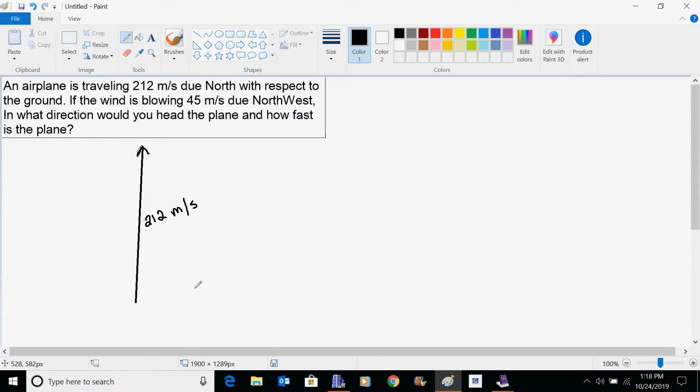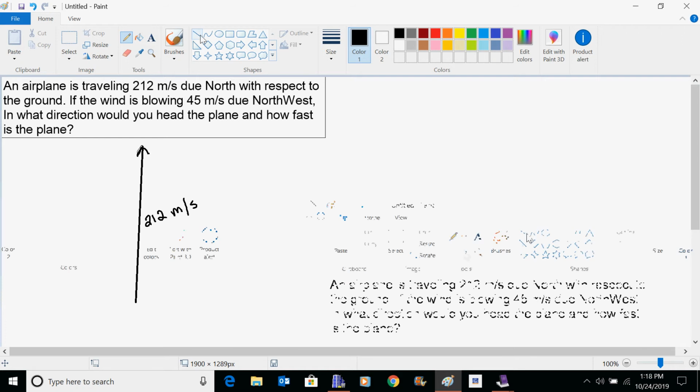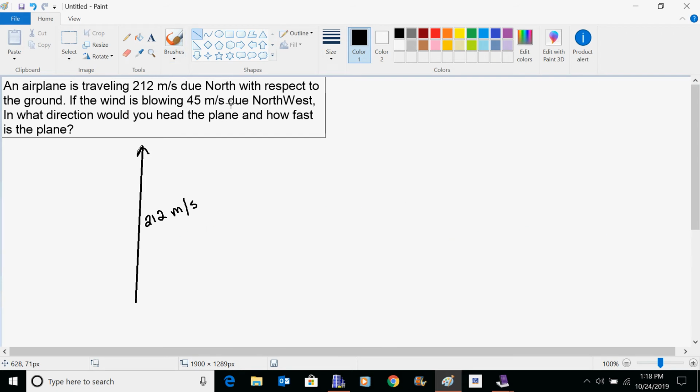okay, now there's two things that go into that. There's what the wind's doing, and then there's also what the plane is doing on its own, because the last question, in what direction would you head the plane and how fast is the plane, there's two things going in. So we'll start with the vector that we know, which is the wind, which is northwest.